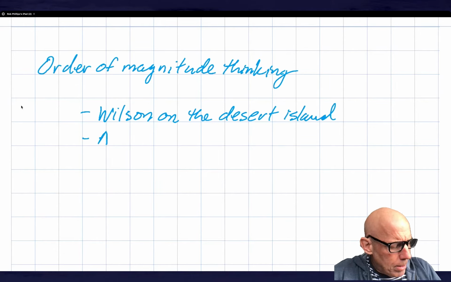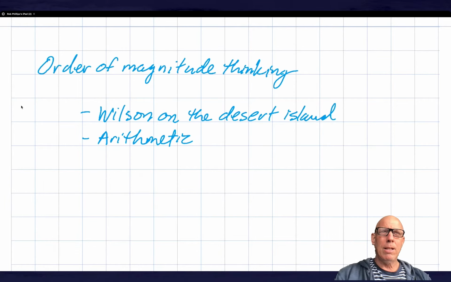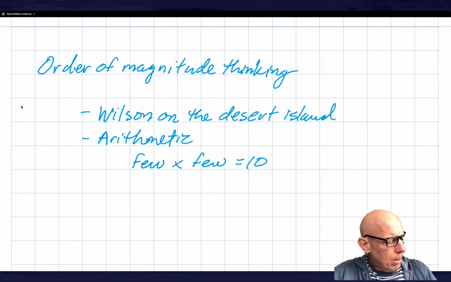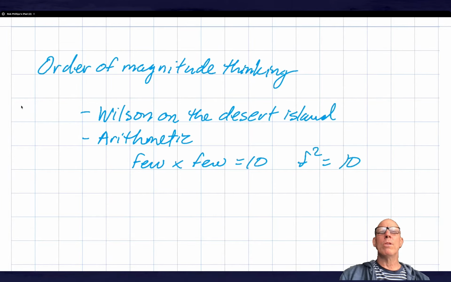From an arithmetic point of view, although I didn't say it explicitly until now, we really introduced this idea of few times few equals 10. Okay, so f squared is 10. And I'm going to use that repeatedly in this course. It's now become a thing. This is just a simple way to try to do arithmetic without getting obsessed with too many decimal points, and with confidence at the same time that the outcome of our estimates will be good to within less than a factor of 10 if we carry this out.